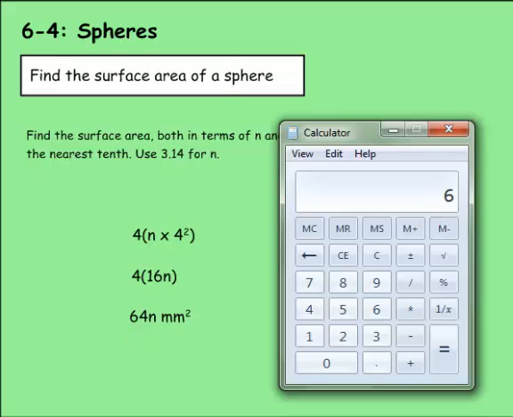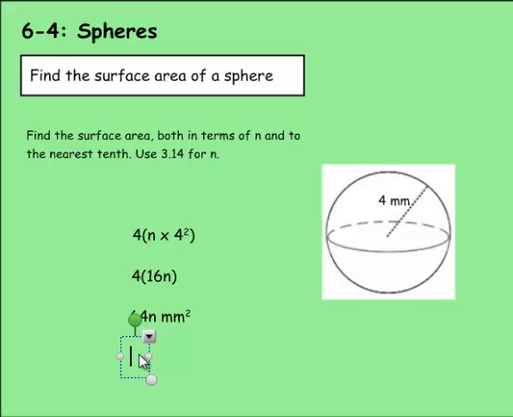Then if we solve that, 64 times 3.14, 200.96. If we're rounding to the nearest tenth, this would actually round to 201.0, or just 201. So 201 millimeters squared. So remember, both of these answers are needed, both in terms of pi and without pi.